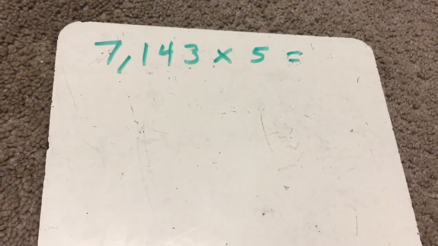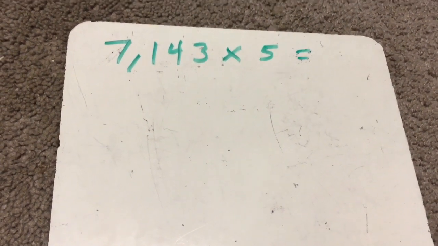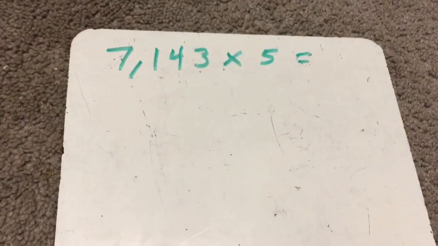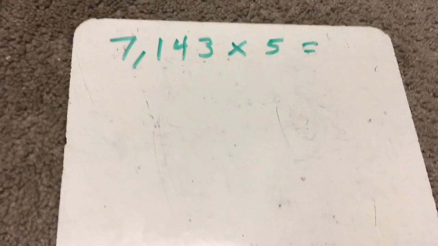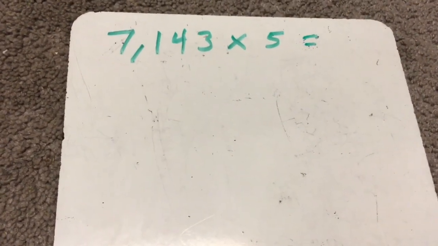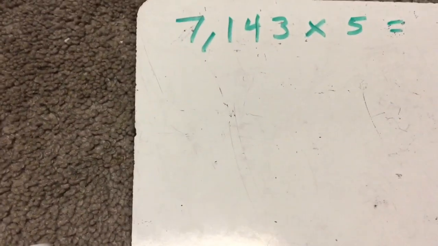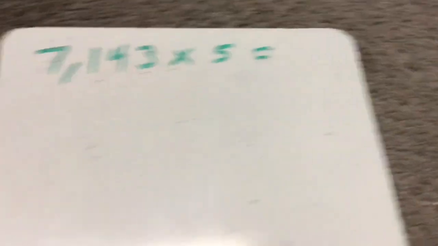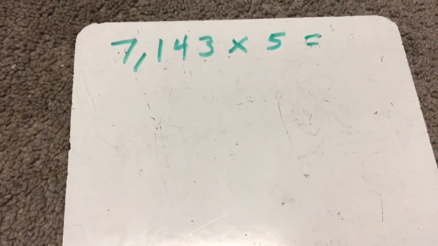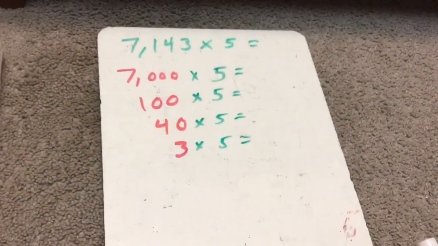Practice problem number 2. 7,143 times 5. Okay, remember, the first thing to do is break it apart by its place value. So let me help you with the first one. 7 in the thousands, ones, tens, hundreds, thousands, 7,000 times 5. Okay, so I'm going to take it apart and I'm going to multiply by 5.